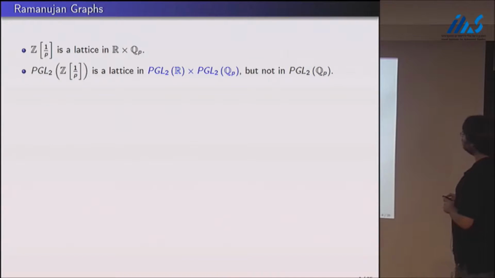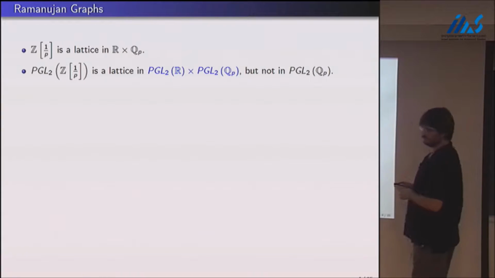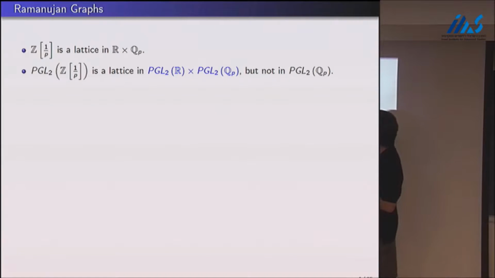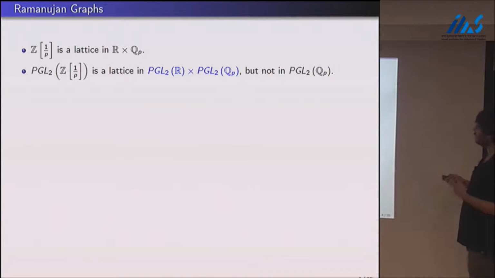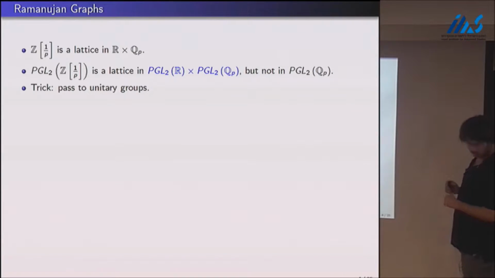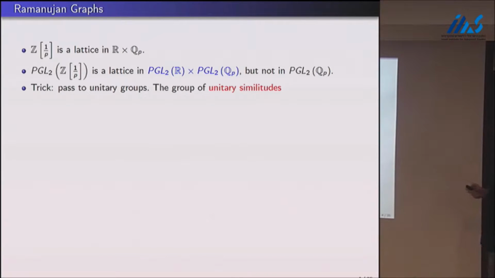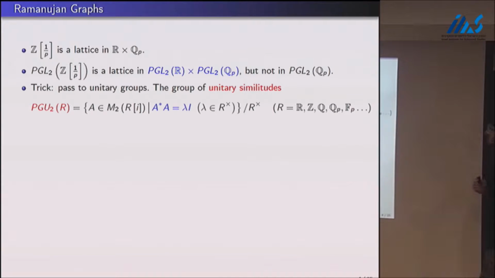But the thing is, it's not a lattice in the p-adic group alone. If you look at what happens in the p-adic place, it's not a lattice anymore. So you need to do something else to get a lattice, and the trick is to pass to unitary groups. So I'm going to use the group of unitary similitudes. It's not exactly the unitaries, it's very similar.